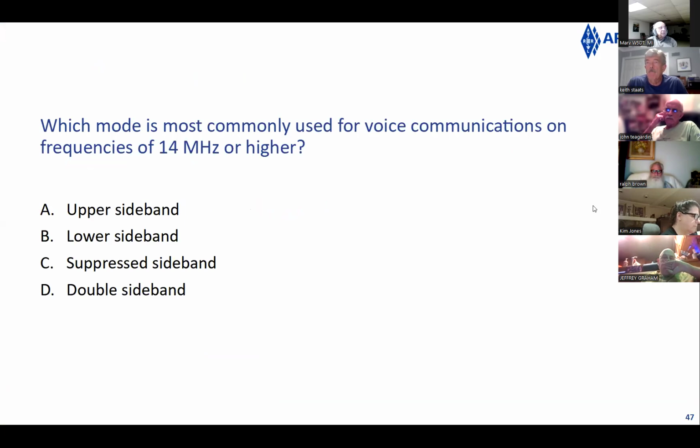So let's get into some practice questions. Which mode is most commonly used for voice communication on frequencies of 14 megahertz or higher? Upper, lower, suppressed sideband, or double sideband? I believe it's upper. Everybody agree? Upper it is. That's what I thought.